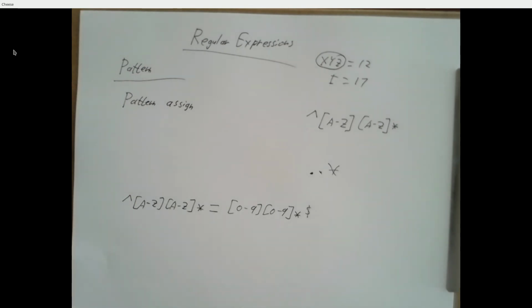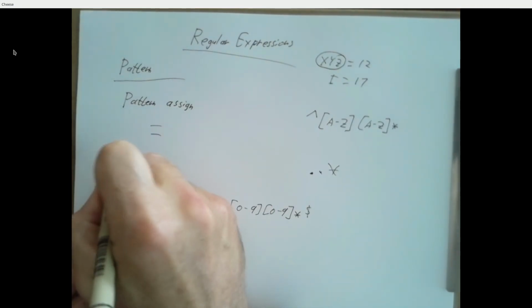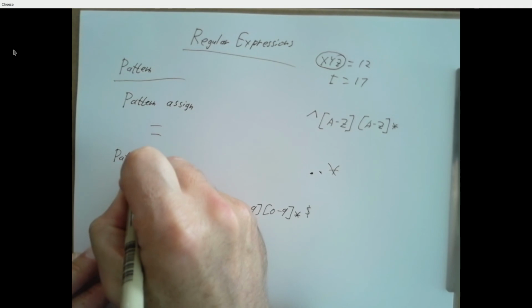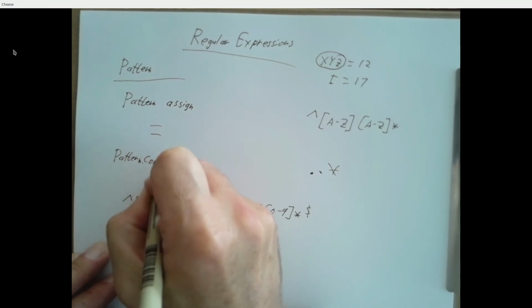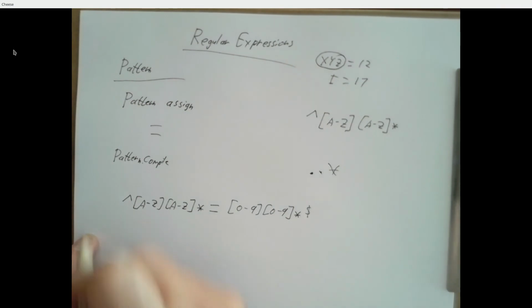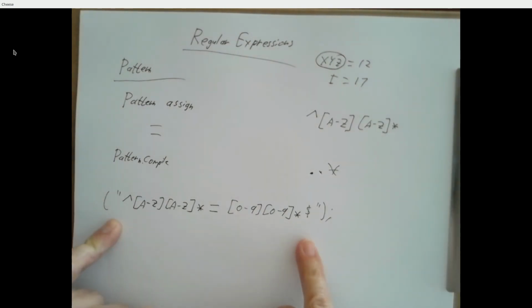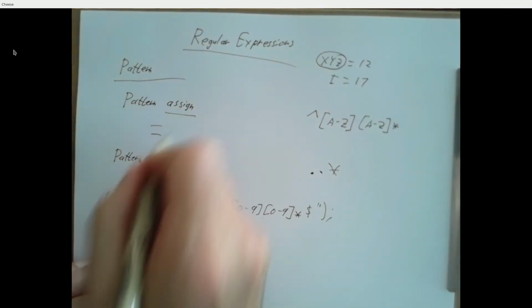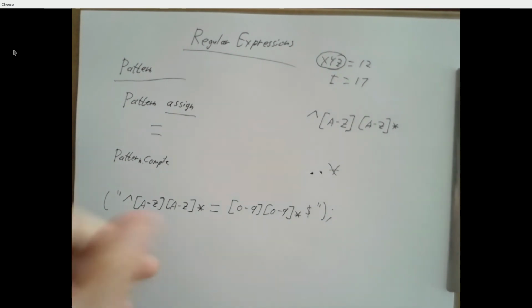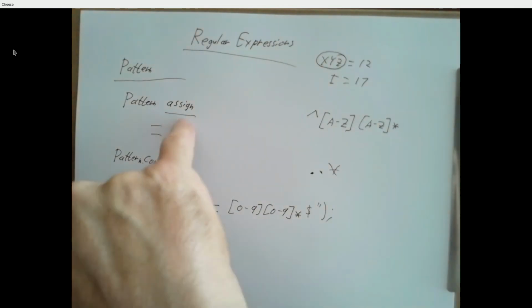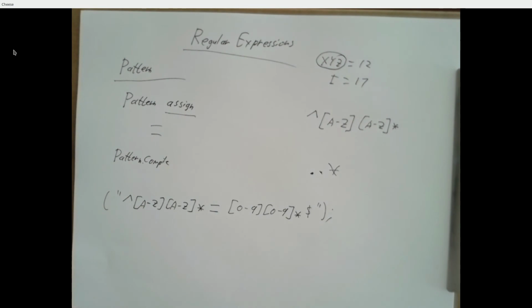So if we say pattern assign equals, there's a static method called compile in the pattern class. If we call this compile method and we pass it a string, which is a regular expression, it will create some kind of internal representation of this, and in this case, this is in a pattern object that we called assign. So pattern assign equals pattern.compile, parentheses, quote, regular expression, gives this assign object what it needs to match something against this regular expression.